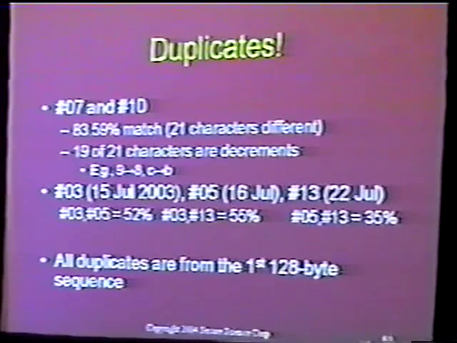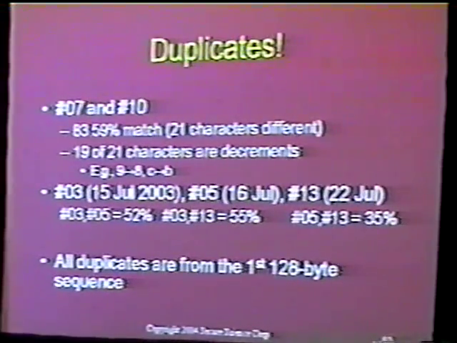We've seen other duplications. For example, emails numbers 3, 5, and 13. 3 and 5 were 52% identical. 3 and 13 were 55% identical. But 5 and 13 were only 35% identical. So if this were genealogy, we would say that 3 is the parent of 5 and 13.